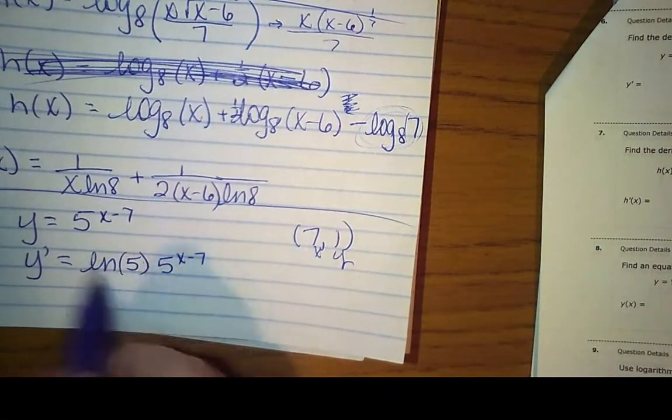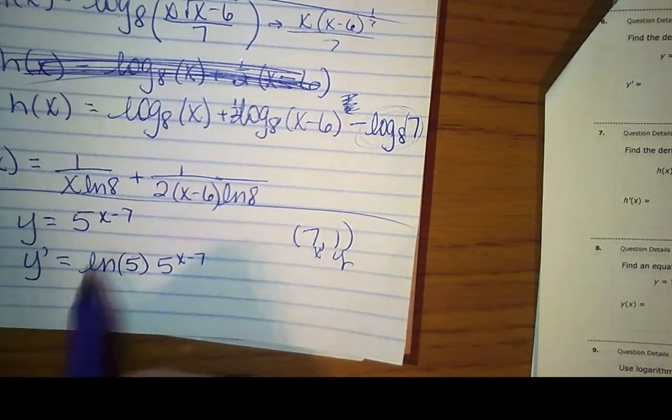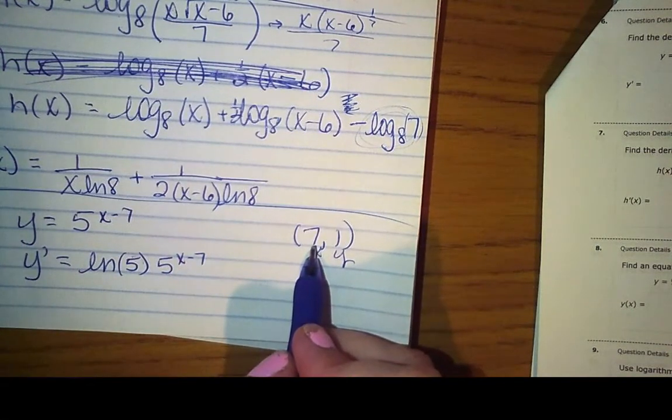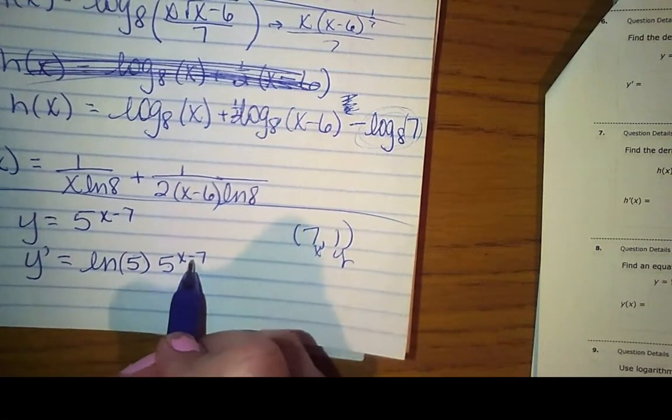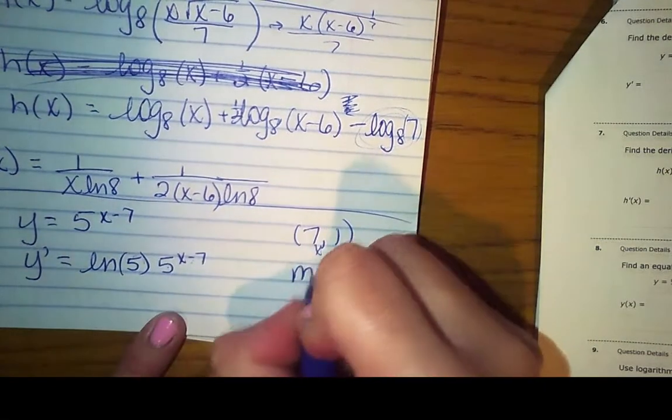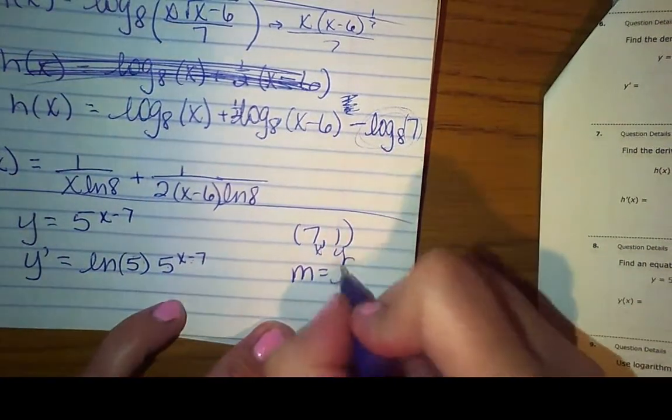Okay, so this is a weird number. That's my formula for slope. If I shove in a 7, what do I get for an answer? So 5 raised to the 7 minus 7 is 5 to the 0, which is 1. So my m is 1 times the natural log of 5.